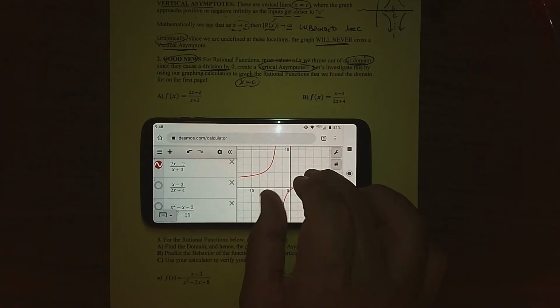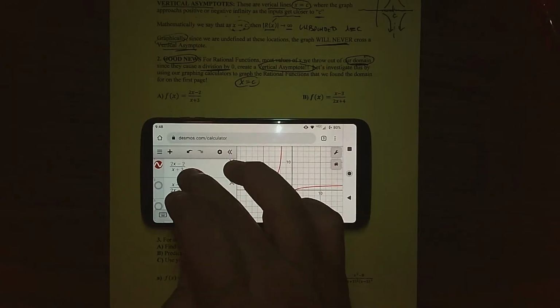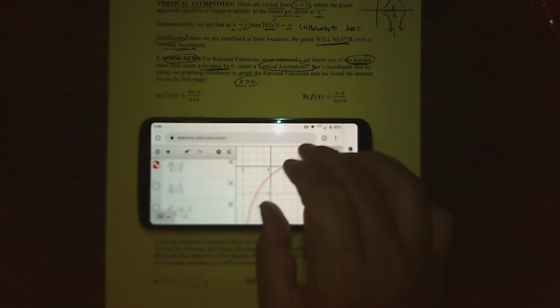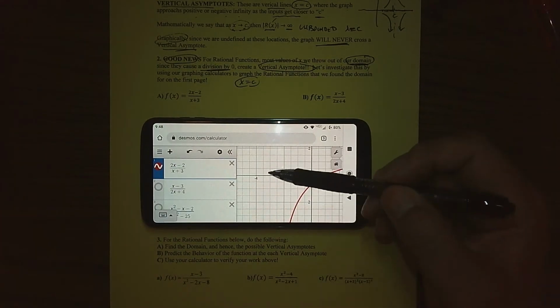There's the graph. Let me zoom out a little bit. You can basically see that at negative 3, that's where that value is. So there's negative 2, so negative 3 is right about there. All right, there's negative 3.